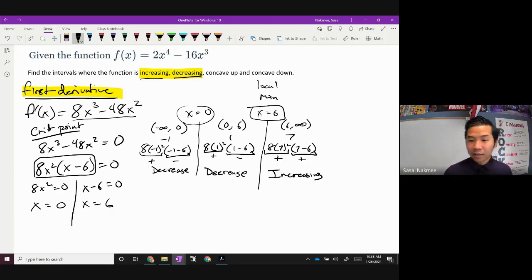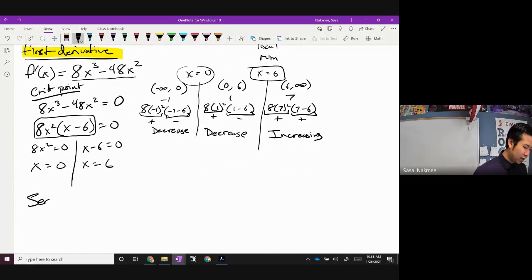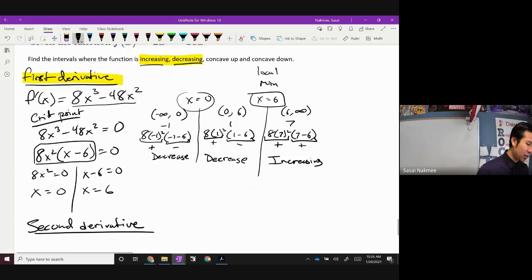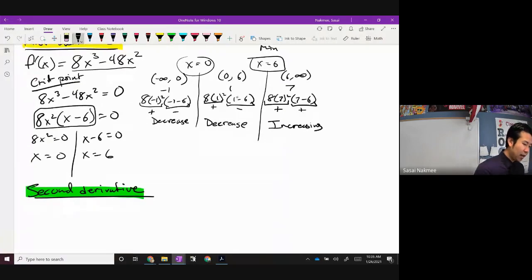Next thing you need to do is find out where the function is concave up or concave down, which means I need to take a second derivative test. That just means I need to take the second derivative. That's where this comes into play, by the way. If you're talking about concave up and concave down, you take a look at the second derivative. And that's easy to do because I already have the first derivative right here.